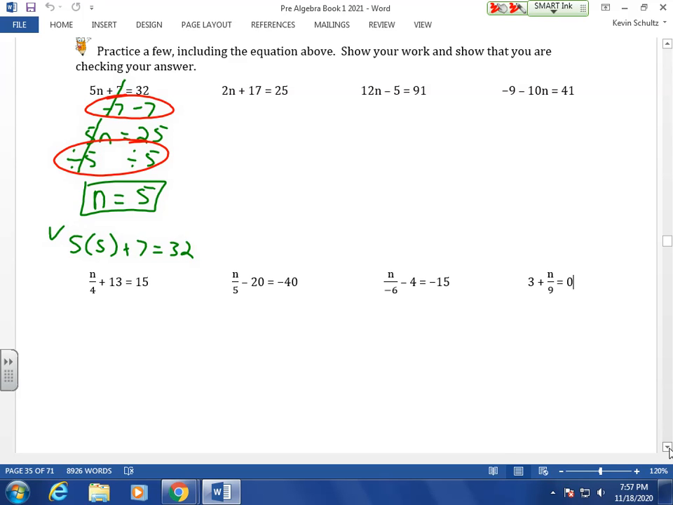Okay, so the next one, 2n plus 17 equals 25. We're going to start by subtracting 17, start with that constant. So they cancel out. 17 minus 17 equals 0. We're left with 2n, and 25 minus 17 is 8. Now we are multiplying by 2. So to undo that, we're going to divide by 2. And 8 divided by 2 equals 4.